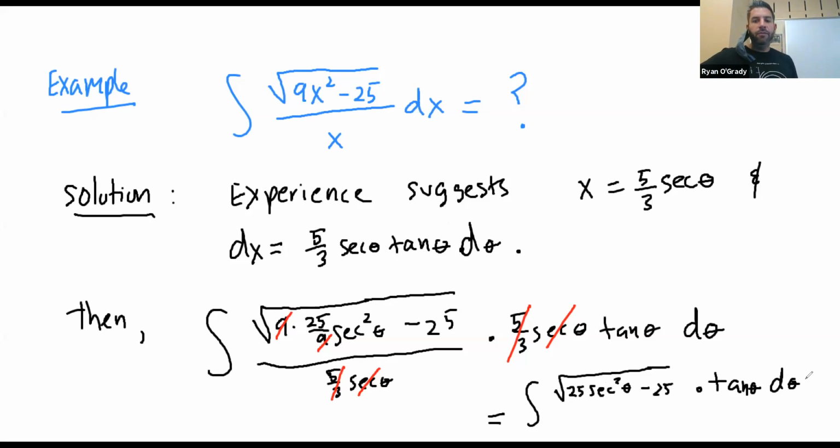Now, there's a couple ways to think about what happens inside the radical. You could imagine factoring out a 25, and then you're left with 5 times the square root of secant squared minus 1. I don't know how you want to think about it. The way I would think about it, I'll write on the next page.